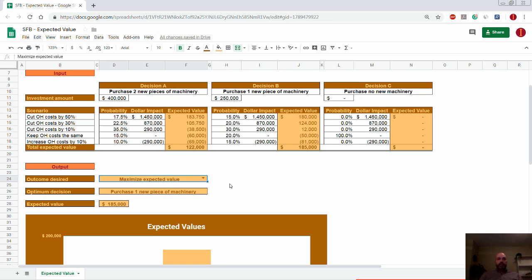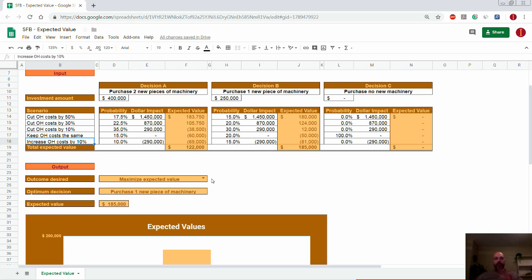An example of minimizing expected value would revolve around cost. Say all your scenarios were going to equal an increase in cost, rather than saving on overhead. Overhead would go up by 50%, overhead would go up by 30%, 10%. Then the dollar impact would be negative, not positive. See, like it is here, negative 290,000 because it's an increase of 10%.